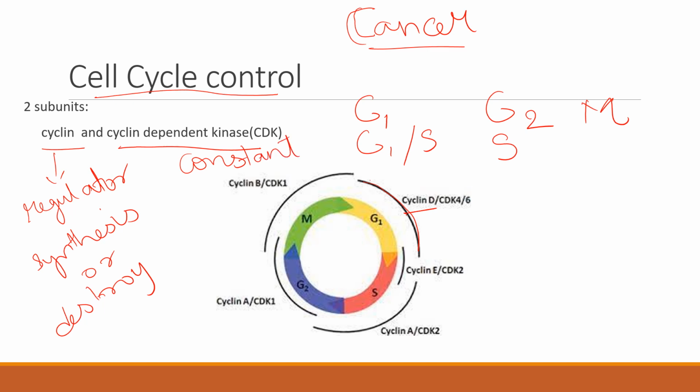Now for G1 phase the cyclin is cyclin D and the CDKs are CDK 4 and 6. For G1/S phase cyclin E is present and it attaches to CDK2. For S phase majorly cyclin A comes into the picture and it attaches to CDK2. For G2 phase cyclin A is there and it attaches to CDK1. And for M phase cyclin B is present and it attaches to CDK1.